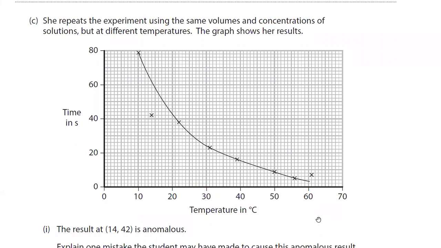So just read from the graph. If you read from the graph at 35 degrees centigrade, what do you think should have been the time?